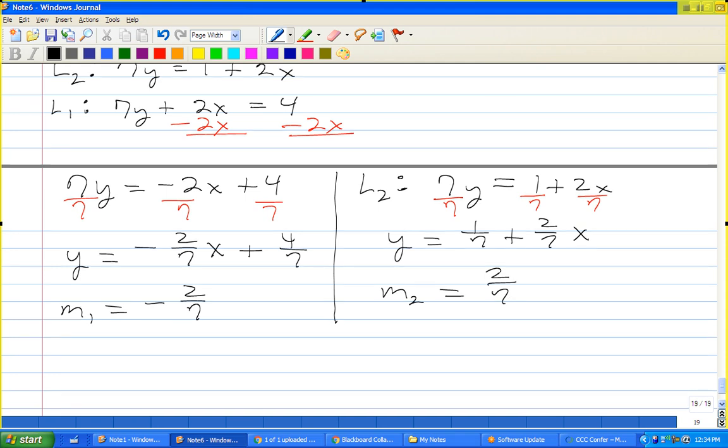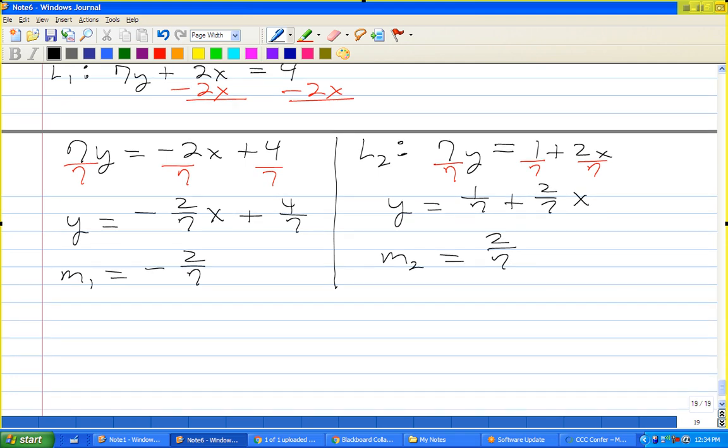So now you notice the following, that the slopes are not the same. Positive 2/7 is not the same as negative 2/7. And the slopes are not negative reciprocals of each other. One is a negative of the other, but it's not a reciprocal. So negative 2/7 is not the negative reciprocal of 2/7 because you haven't interchanged the 2 and the 7. And so these are not the same. So it's neither parallel nor perpendicular.